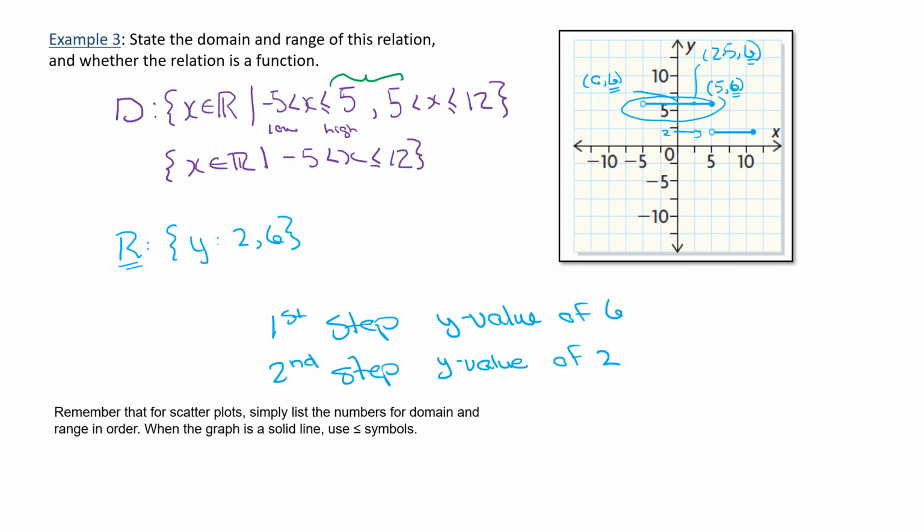The only other thing we have to look at in the instructions, always check those instructions. So we did the domain, we did the range, whether or not the relation is a function. The definition for a function is every x value has one and only one y value. And visually we can see that by looking at the vertical line test. So is there any place where I could draw a vertical line that would cross twice? Crosses once there, crosses once there, crosses once here. The only place maybe is right here. There's a vertical line. Does it cross twice?